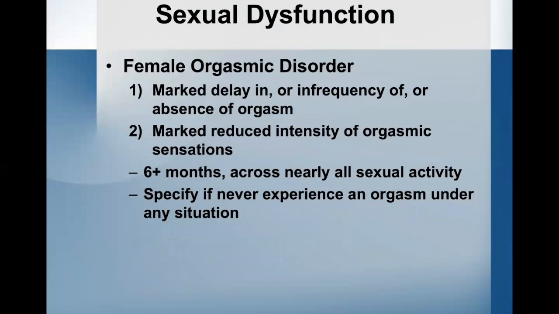Our next disorder is female orgasmic disorder. Here, individuals have a marked delay in frequency of, or an absence of orgasm. Marked reduced intensity of orgasmic sensations are also possible. This has to continue for at least 6 months and spread across nearly all sexual activity. And then we would specify if they have never experienced an orgasm under any situation, and we'd add that as a specifier.